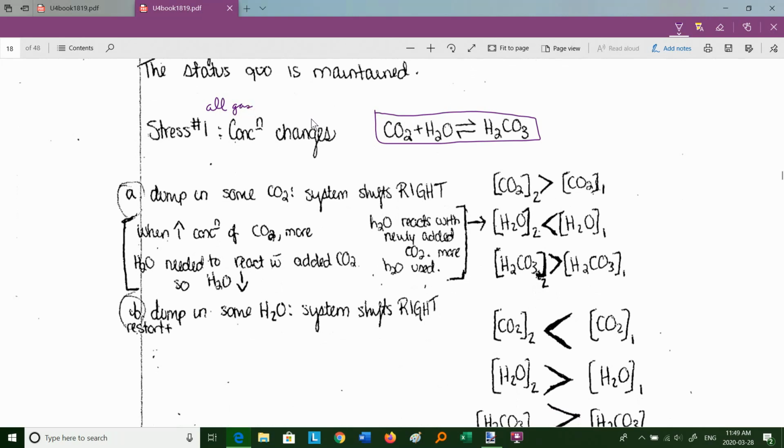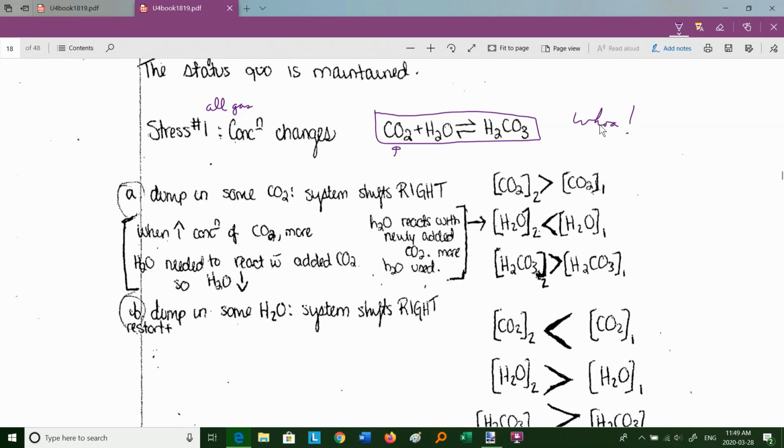So what can we do? We're going to look at all 6 stresses in turn. The first is we're going to dump in some carbon dioxide. So if we dump in some carbon dioxide, right, make this larger, Le Chatelier always says, whoa, I didn't like that there was a change happening here.